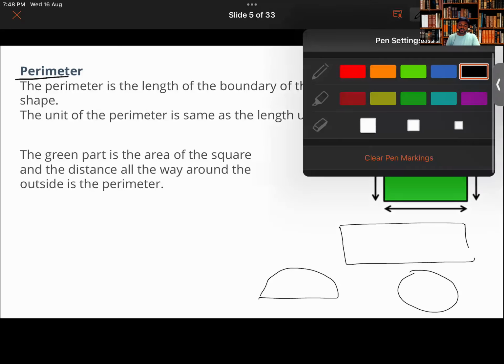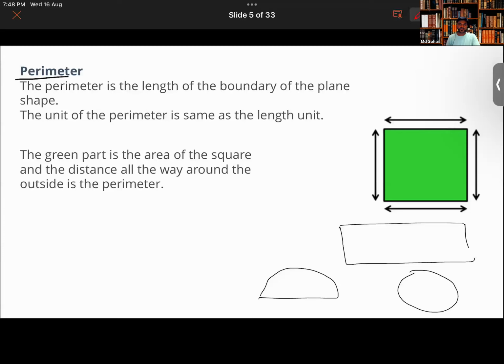Will it have a different unit or the same unit? The length will obviously have a different unit as compared to area, because the values do not get multiplied here, simply they get added. It's not square here. So A plus A plus A plus A is simply 4A. You're talking about perimeter.